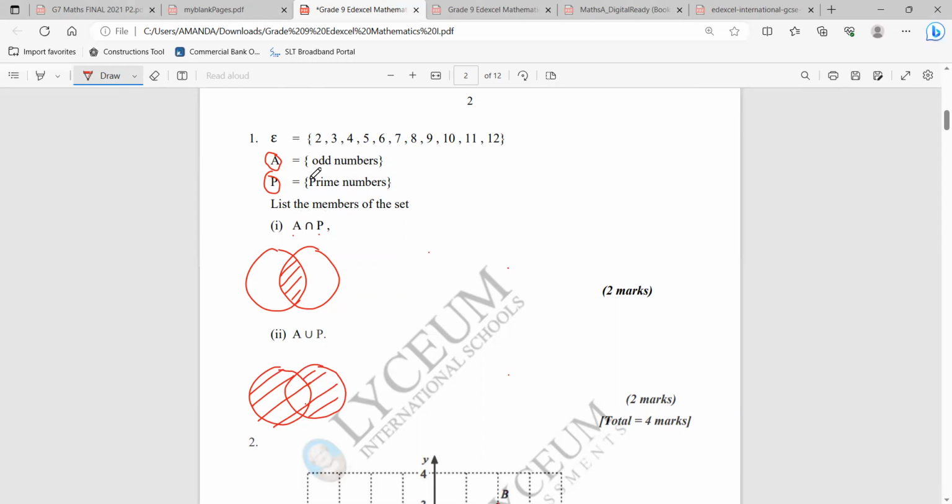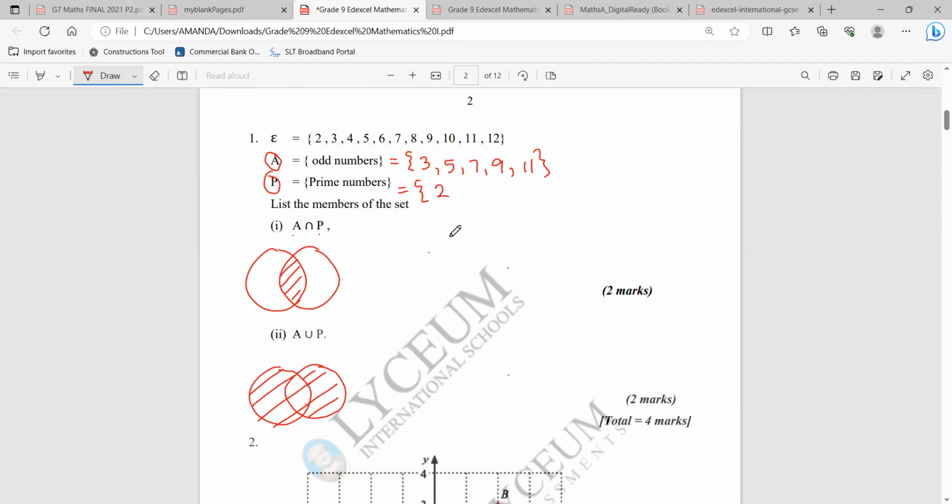A intersect B. The first thing is we need to identify what's in A. So what's in set A? Odd numbers. First is 3, 5, and then 7, 9, 11. These are the odd numbers in set A. And then the prime numbers. I hope you remember what a prime number is. The prime numbers can only be divided by 1 and itself, and the first one is 2.